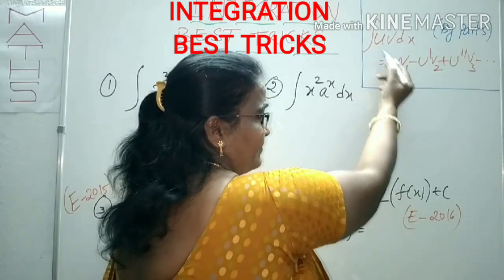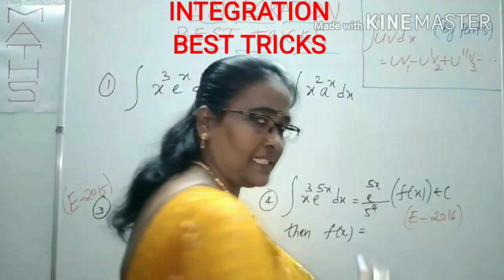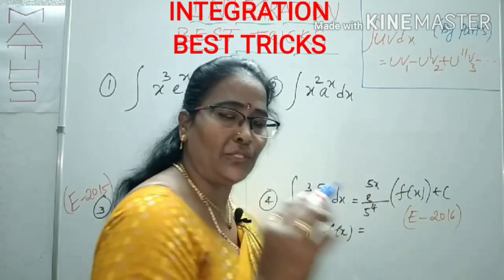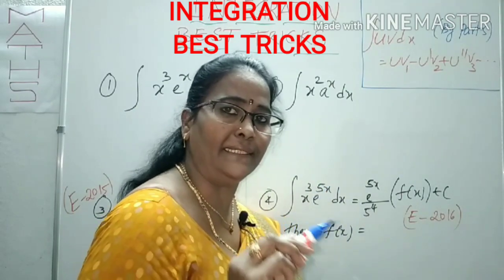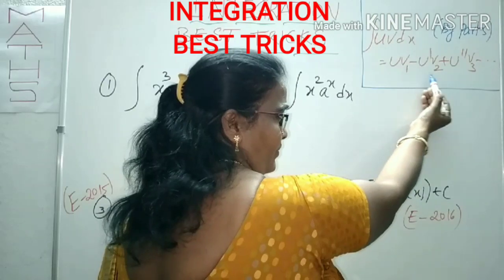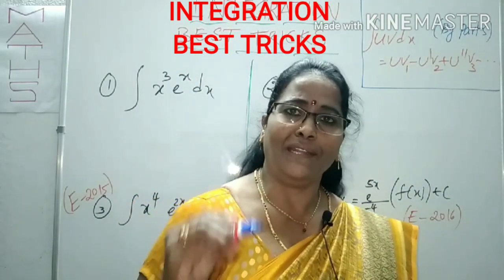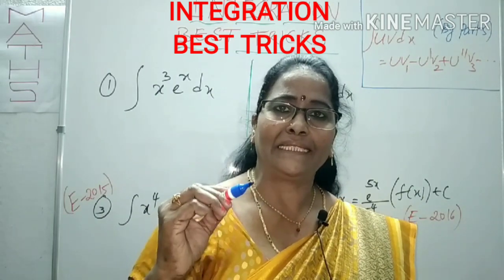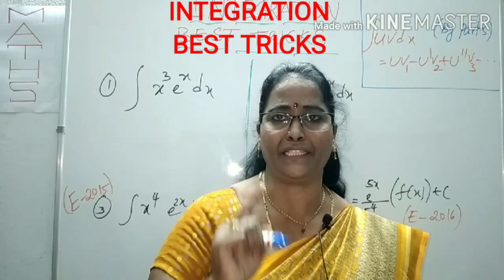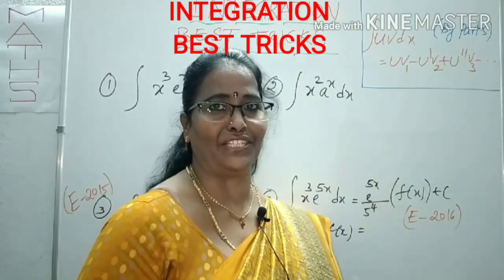Here u is the first function, u dash is the derivative of that function, u double dash is the second derivative of that function, and so on. Indirectly, u dash, u double dash, u triple dash are successive derivatives. And v1, v2, v3 and so on are nothing but successive integrations of v. If you know the integrations and derivatives, that's enough for this formation.